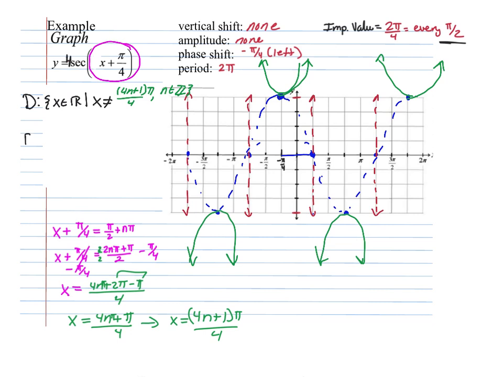Then we have our range. Y is on the reals, such that y is going to be less than or equal to my min value, which was -4, and y is going to be greater than or equal to my max value, which was 4, of my graph. And this is the domain and range.